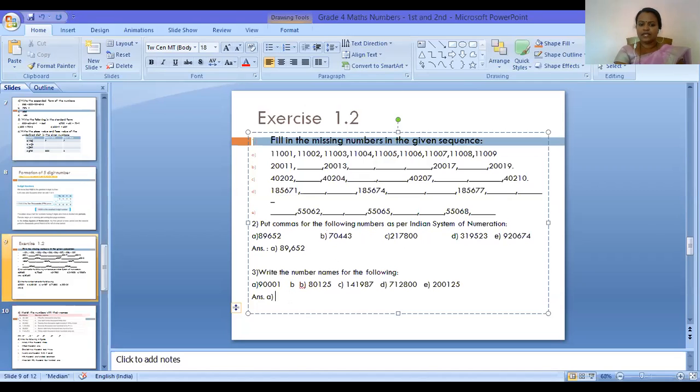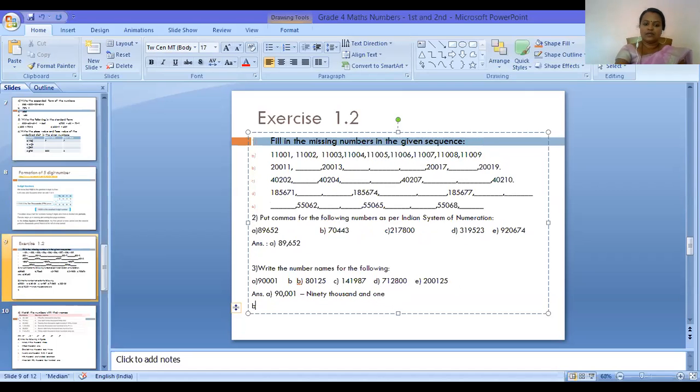Let us move ahead to writing the number names of the following. I shall take a number, say 90001. When I am going to write it in numbers, the first task is to separate with a comma. That will help me to read the number in an easier way. So you will see 90,000 and 1. This way you can see 90,001 is written.